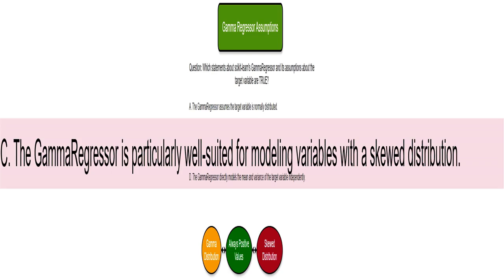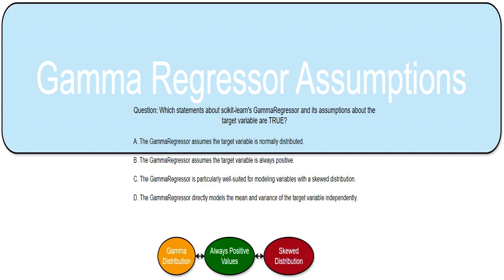The gamma distribution is a special type of probability distribution that describes positive-valued random variables, like the time until something happens. It's particularly useful when your data is skewed, meaning it has a long tail on one side. The GammaRegressor, from the scikit-learn library, uses the gamma distribution as its foundation. Understanding the gamma distribution helps you understand what the GammaRegressor assumes about your data. It's crucial to know these assumptions to make sure the model is a good fit for your problem.